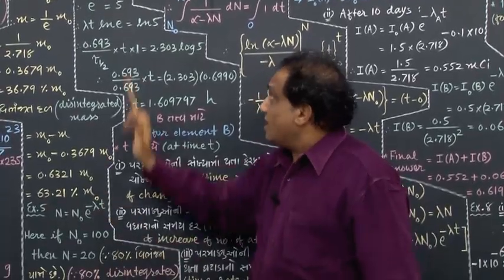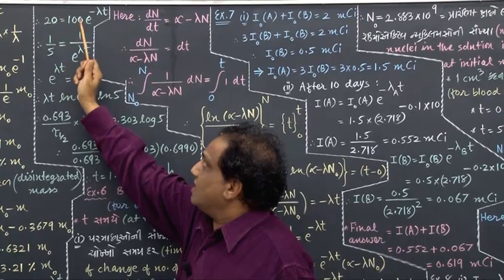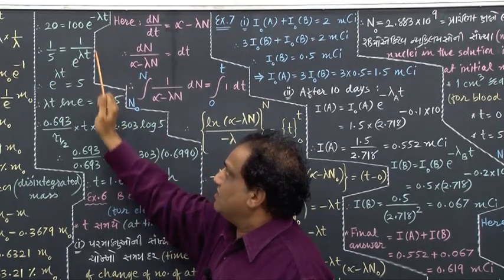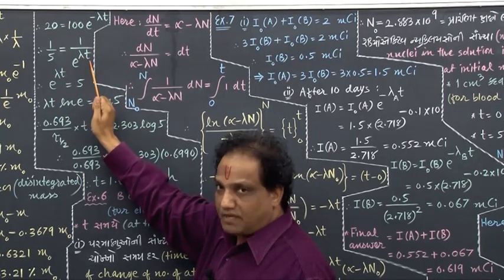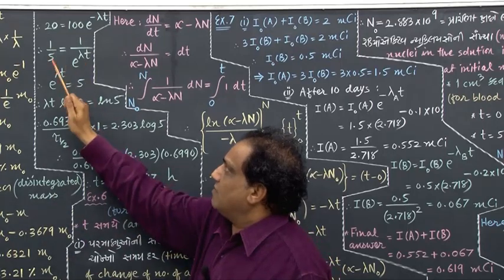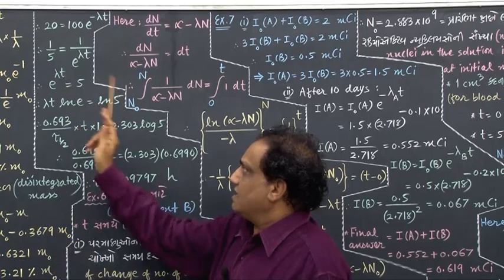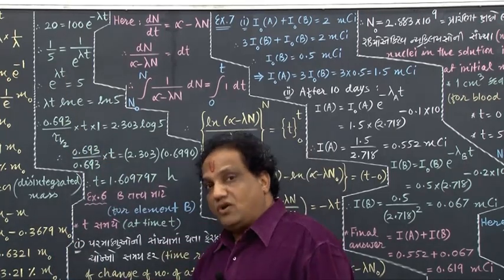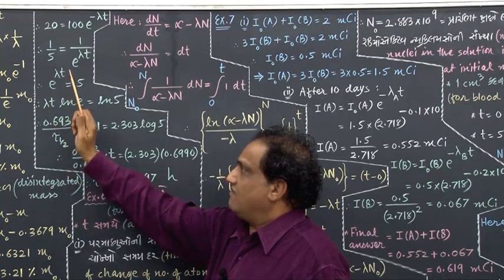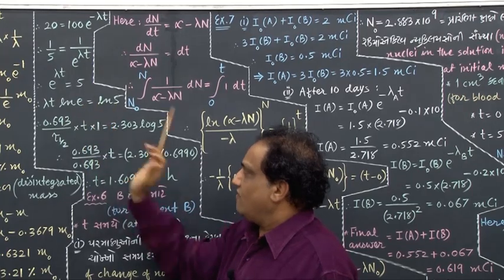So N is 20, N0 is 100, e raised to minus lambda t as it is. Fine. Now take this 100 down. So 20 upon 100, that is 1 upon 5. Take this part down in the denominator on the same side. So 1 upon e raised to plus lambda into t. Power will change from minus to plus. Now take cross multiplication. So e raised to lambda t will be equal to 5. Now take logarithm to the base e on both sides, that is natural log. Power will become a multiplier: lambda t into natural log of e equals natural log of 5.